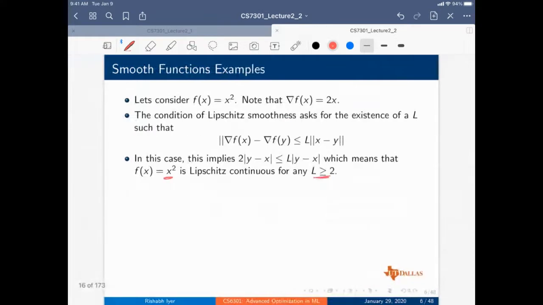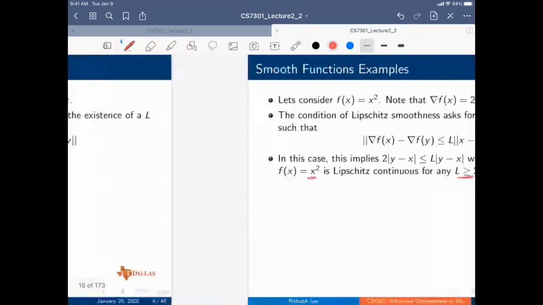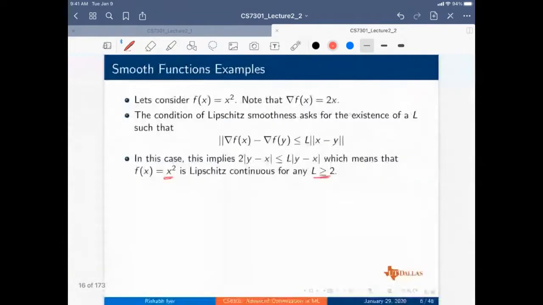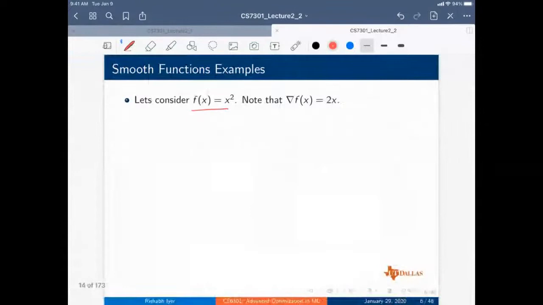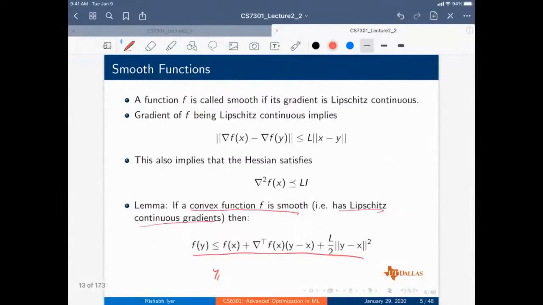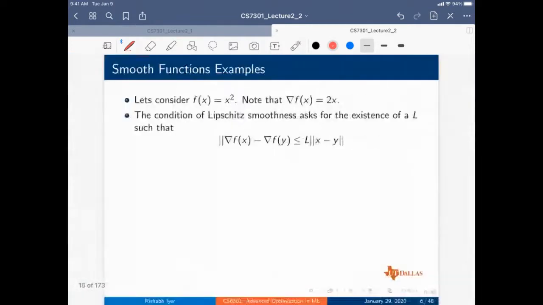So maybe I'll just recap a little bit. What Lipschitz smoothness says is that the function grows at most quadratically. That means that f of y is less than or equal to f of x plus this term plus some quadratic term. So anything that grows faster than quadratic is not going to be Lipschitz smooth.